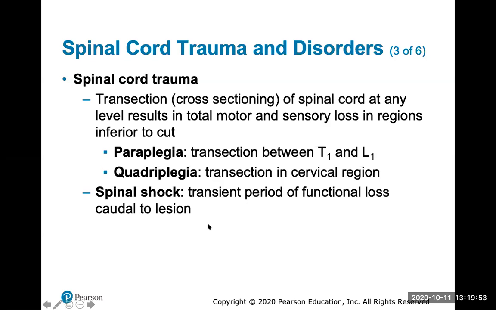Spinal shock is a transient period of functional loss, caudal to the lesion. So if someone has a transection or a cut completely severing some region between T1 and L1, they will lose the ability to move their legs. Quadriplegic, they'll lose the ability to move all four limbs because the transection was in the cervical region. And in that region, that's where the nerves come out that control all your upper limbs.